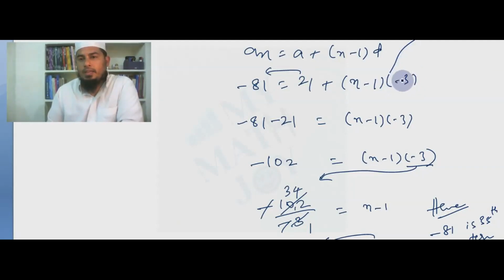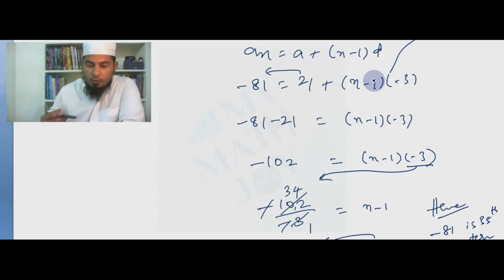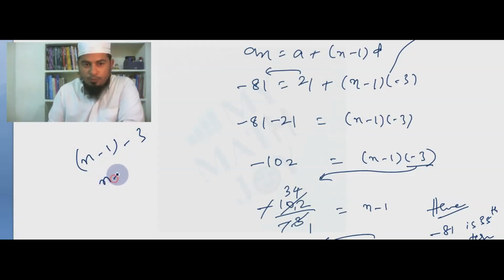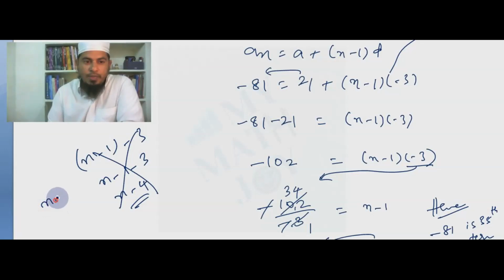So negative 3 is written in the bracket because if you don't use a bracket here in the product, conceptually you will get confused and consider it to be like this. If you do not know that it is a multiplication, you will do this simplification, which goes wrong. So actually it should be (n minus 1) times minus 3. If you multiply this, minus 3n plus 3 is the actual value.